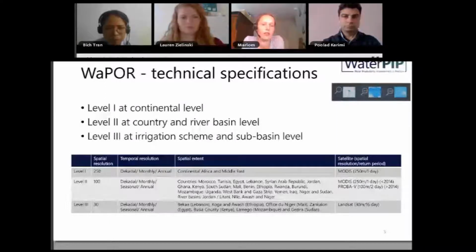The second level is 100-meter resolution data. That's available at decadal, monthly, and annual time scales, but also at seasonal time scales. Later in the presentation, I will explain a bit what this seasonal is about. This is available for 21 countries. The list is provided here, but you can also find it on the website.